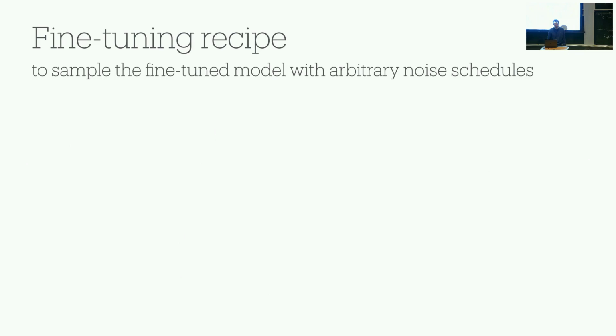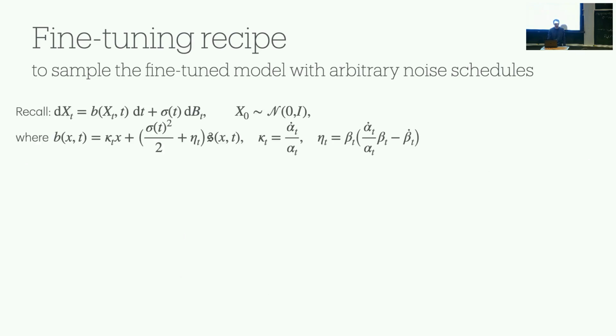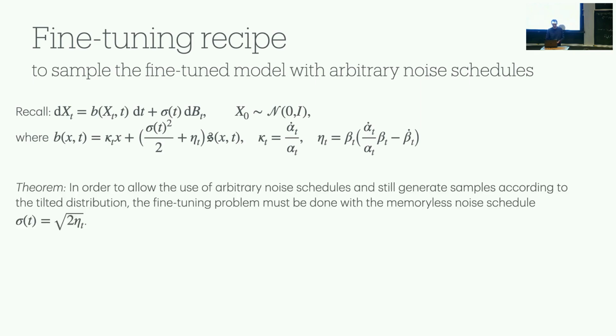Okay, and then this is not the end of the story, because normally when you want to do inference on a fine-tuned model or a pre-trained model, people tend to prefer to do inference with the zero noise schedule, because then they can use ODEs to sample, and numerical methods for ODEs are in general much better than numerical methods for SDEs. So once we have our fine-tuned model that we've fine-tuned by solving an SOC problem with a memoryless noise schedule, we want to still be able to do inference on the fine-tuned model with the zero noise schedule. So we want to be able to do inference on the fine-tuned model just like we were doing inference with the pre-trained model. And in order for this to hold, we actually have no choice. We need to use the memoryless schedule, which is given by sigma t equals square root of 2 eta t.